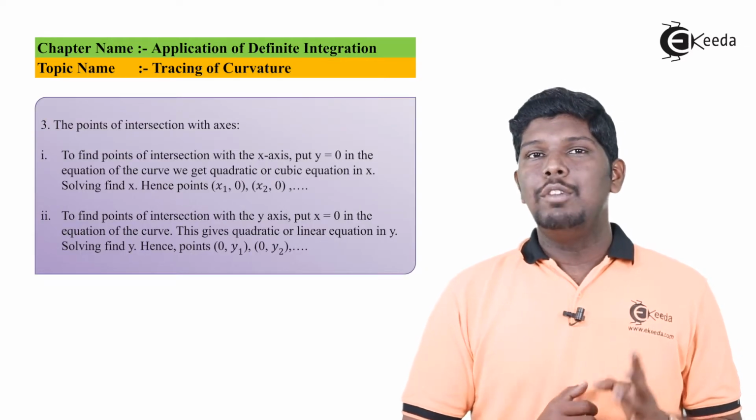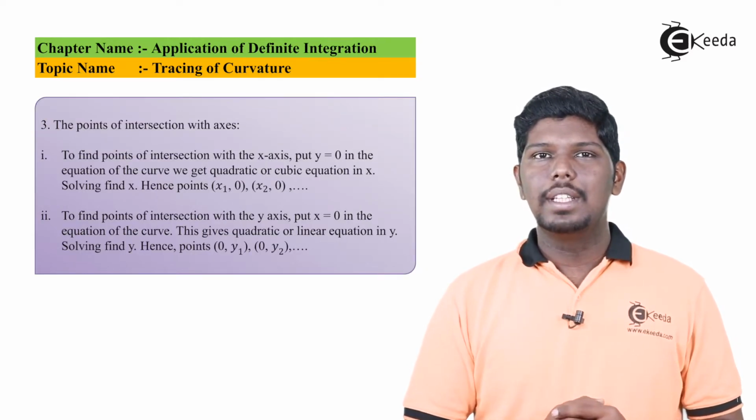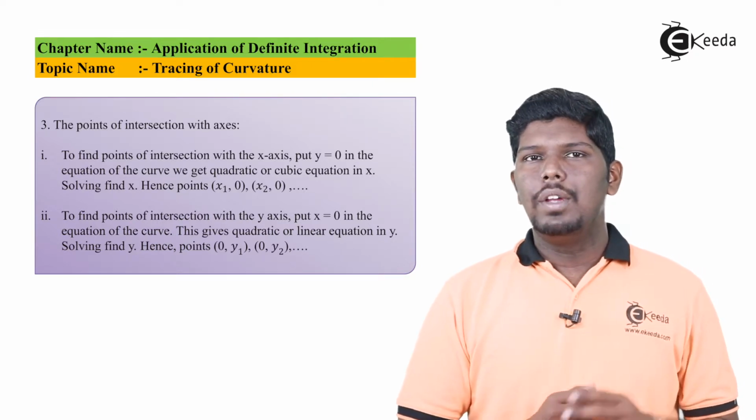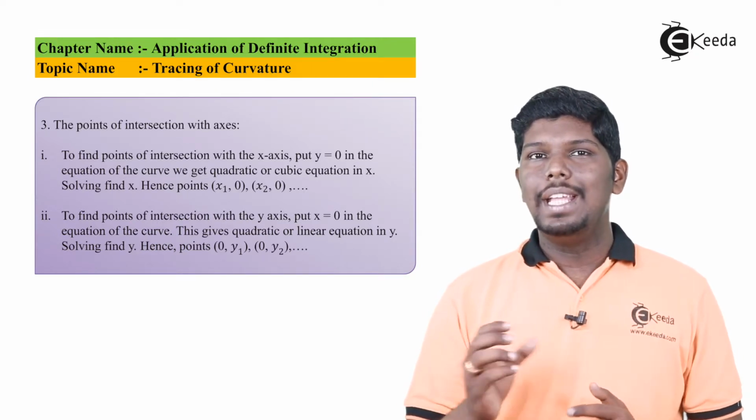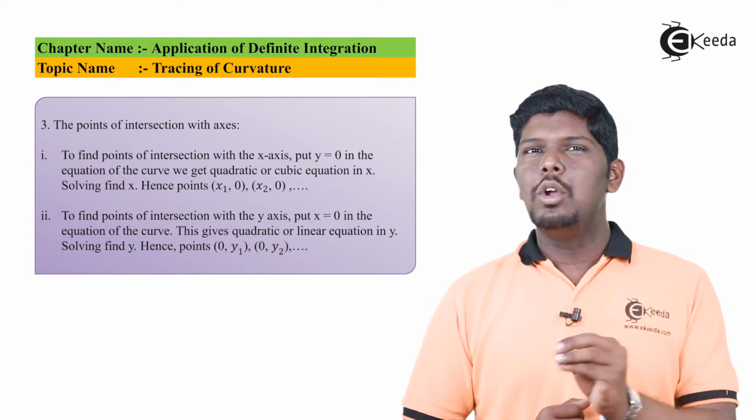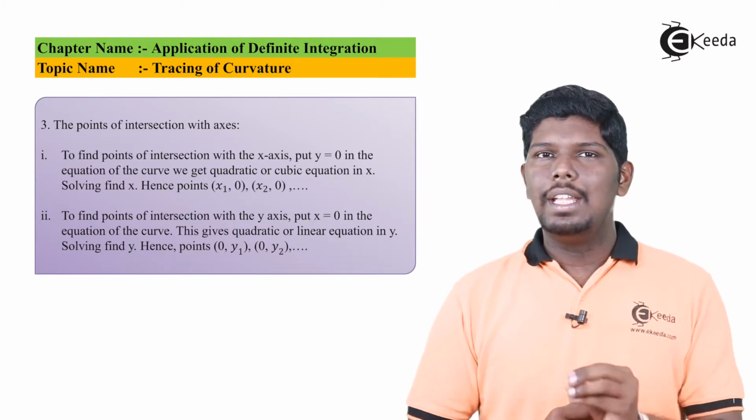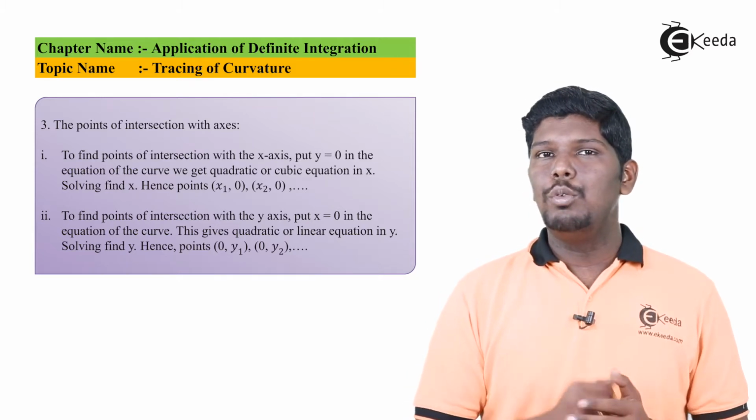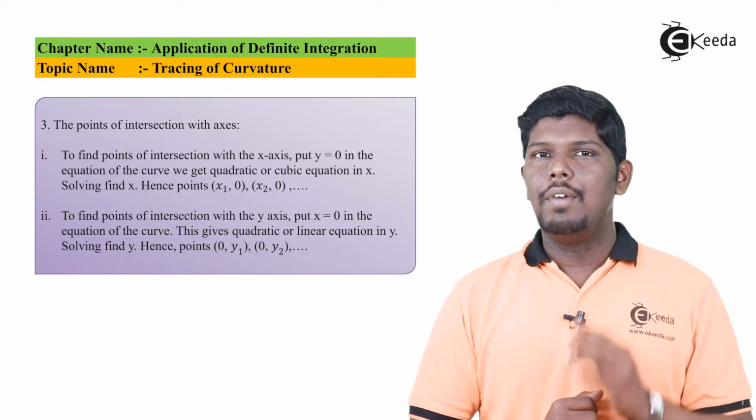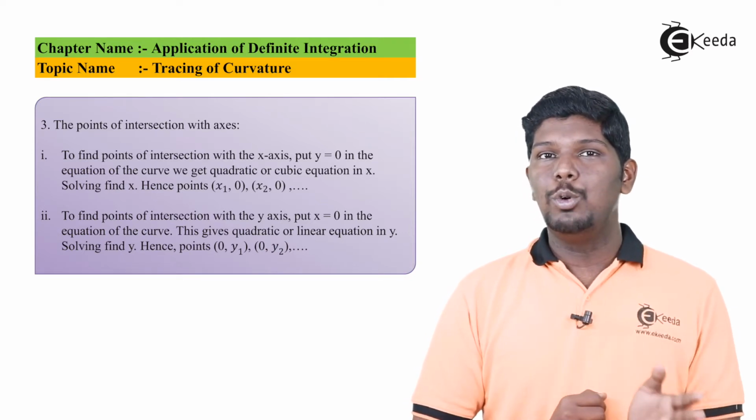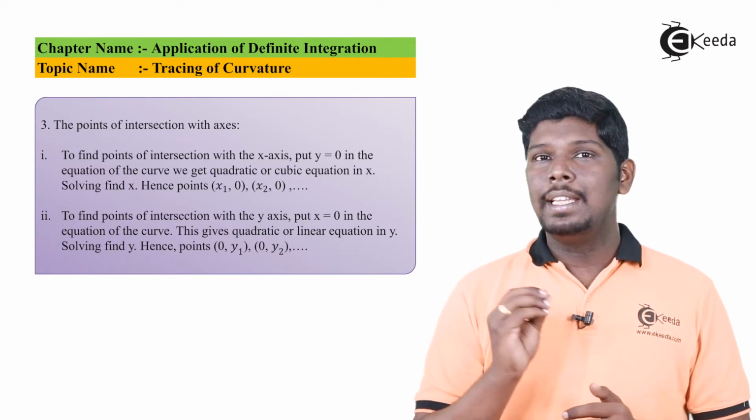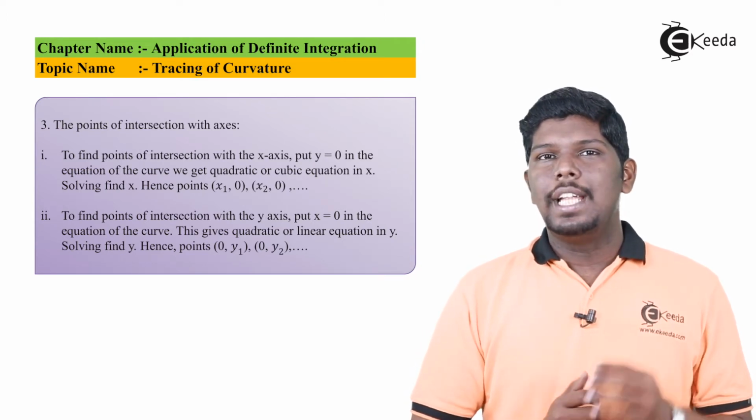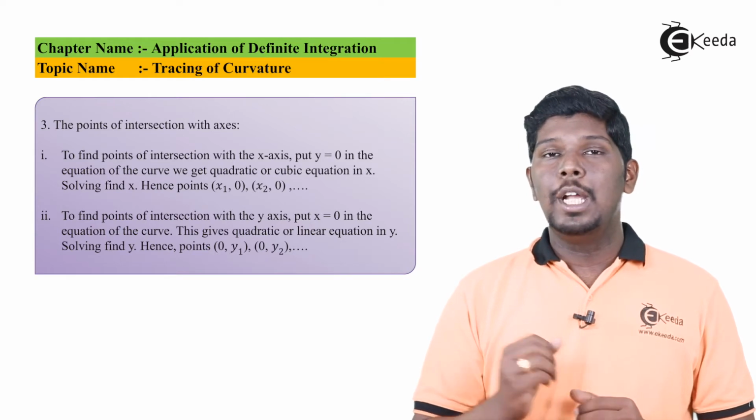The last point that we should understand during the tracing of curves is intersection with the coordinate axis. For a particular curve, if you need to find the point of intersection with x-axis, just simply put the value of y as 0 in that curve, so you can get the value of x where it will intersect x-axis. Similarly, if you need to find the point where it is intersecting y-axis, for that you need to substitute x as 0, so that you will get that point where the curve is intersecting y-axis. So these are the basic points that you should remember whenever you trace a particular curve.